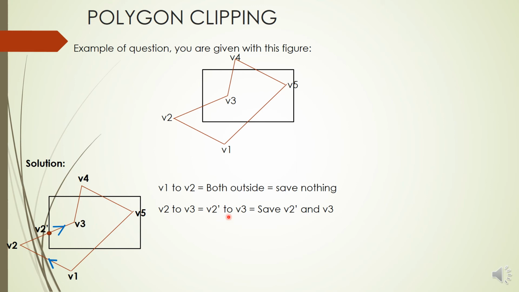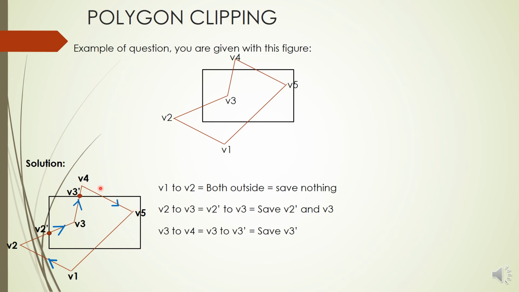Let's look at the next case, v3 to v4. Here v3 is inside and v4 is outside, so the line goes from inside toward outside. We need to find the intersecting point as well, which we name v3 dash. From v3 to v4, we save only from v3 to v3 dash, so we save v3 dash.